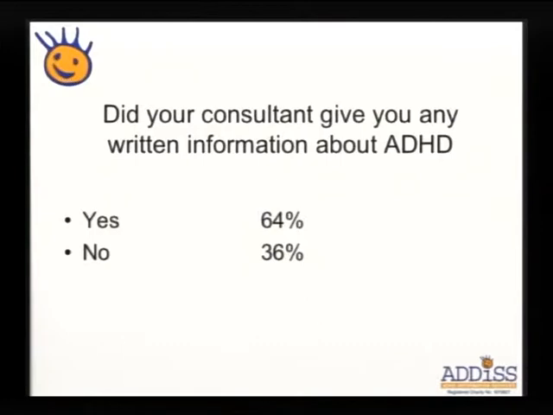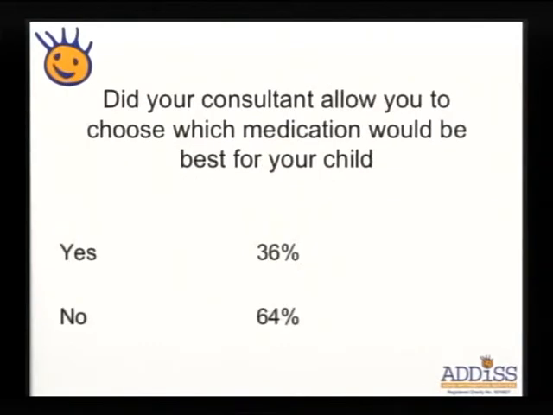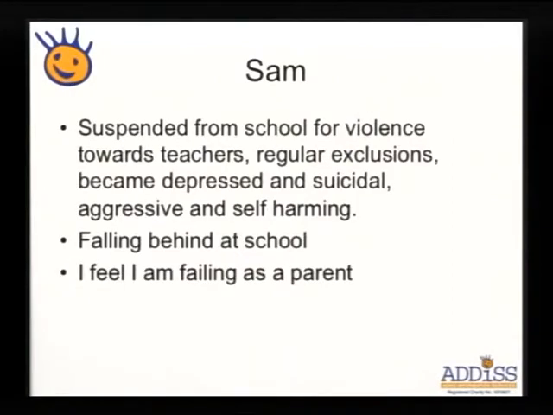Did your consultant give you any written information? Well, a fair number of consultants did, 64%, that's good. But you know, a lot of parents of children with ADHD don't actually read. Did your consultant allow you to choose which medication would be best for your child? Because in the UK and in America, you know, there are a lot of different medications that work in different ways, and it's really important that parents do have a say in the medication. Only 36% were involved in that decision.